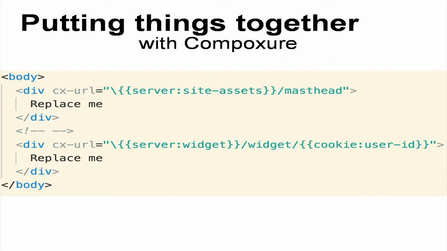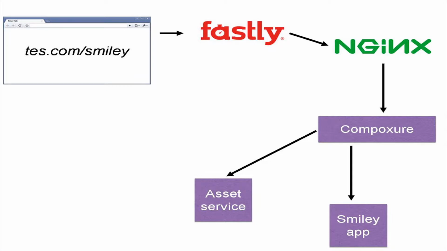So you can see that there's a CX URL, and it's saying that from the site asset service I want the masthead, and then it's saying from some other widget, please go and get me something else. And so what it's doing is it's getting the request. In this particular example over here, let me walk you through this. I've got pictures.